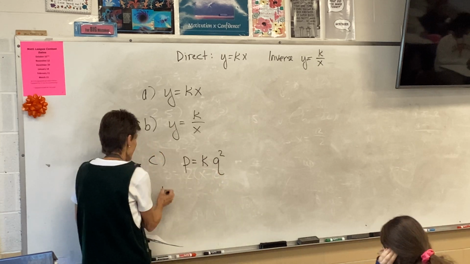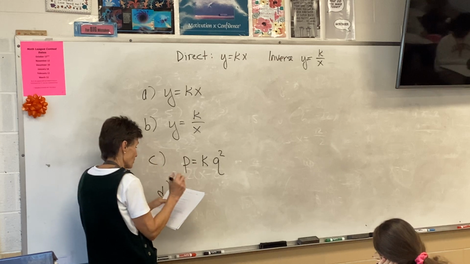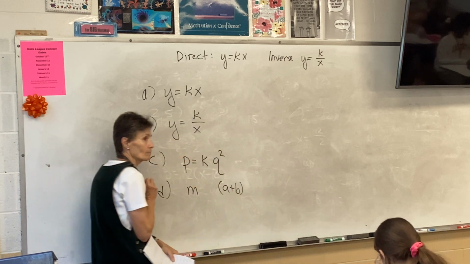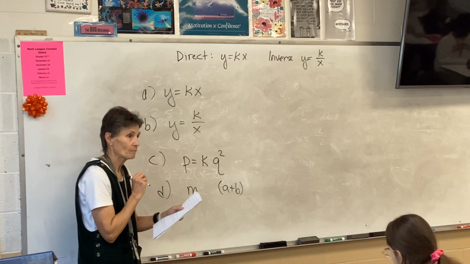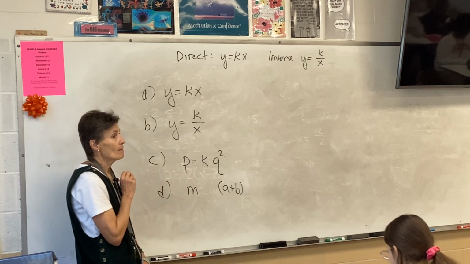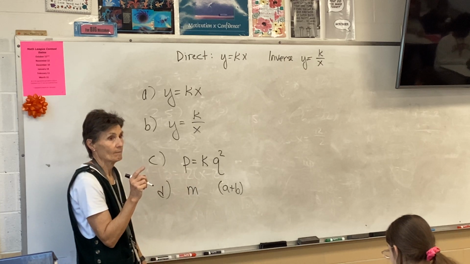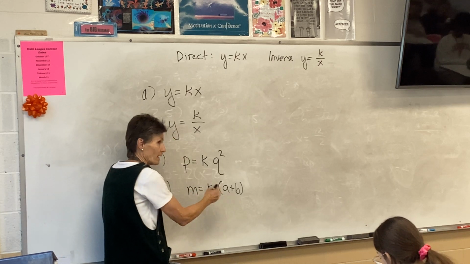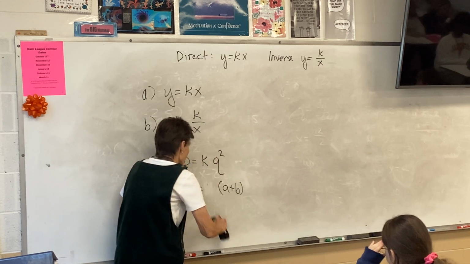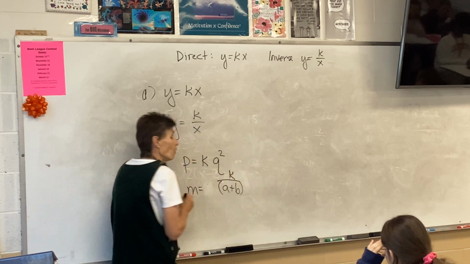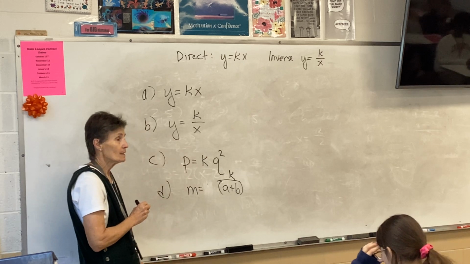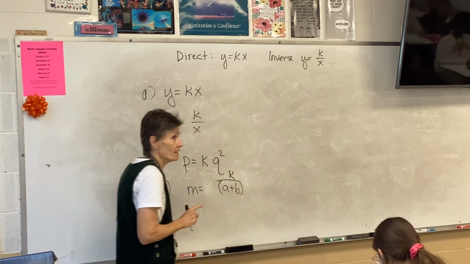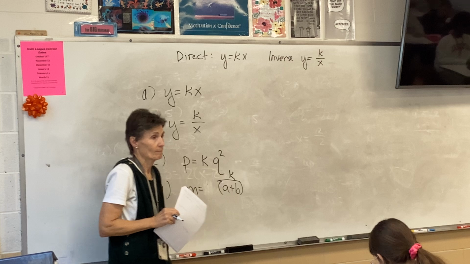Now D, what are our things? What are our letters? We have M, and we have A plus B, the sum. This time, though, they vary inversely. So we don't say M equals K times that. That would be directly. That would be wrong. M equals K over A plus B. If it's inversely, it's K over. If it's directly, it's K times.